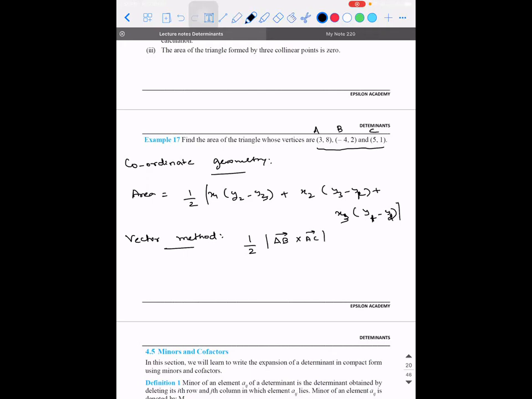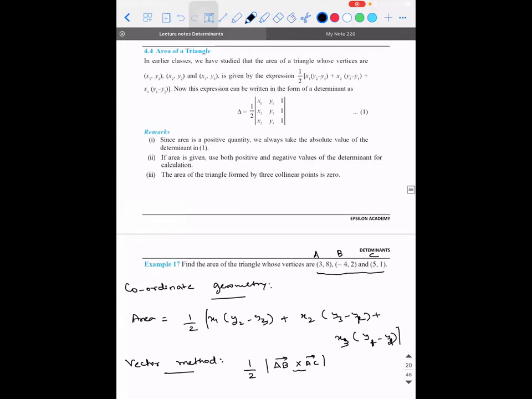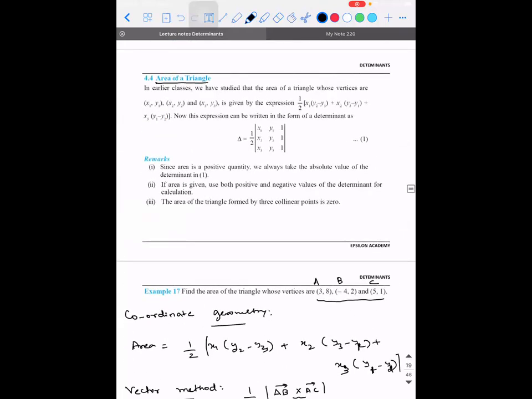So for AB cross AC, wherever cross product comes, what do we use? See, wherever cross product comes, are you sitting and using the big formula, or will you simplify it in a smaller way and go? Determinant. You use a determinant method, right? That idea comes from here. So that tells you that area of a triangle can be found using the determinant method. How do you do this?